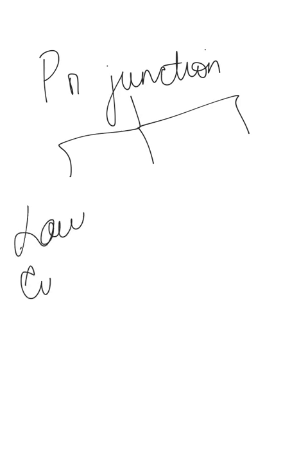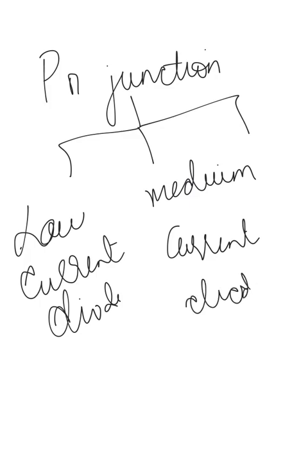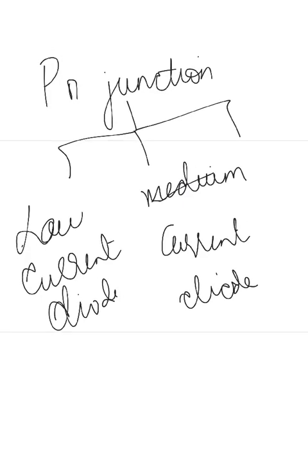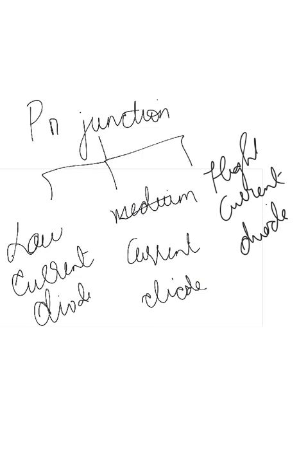Those three types are low current diode, medium current diode, and the last one is high current diode. Okay, these are the three types.